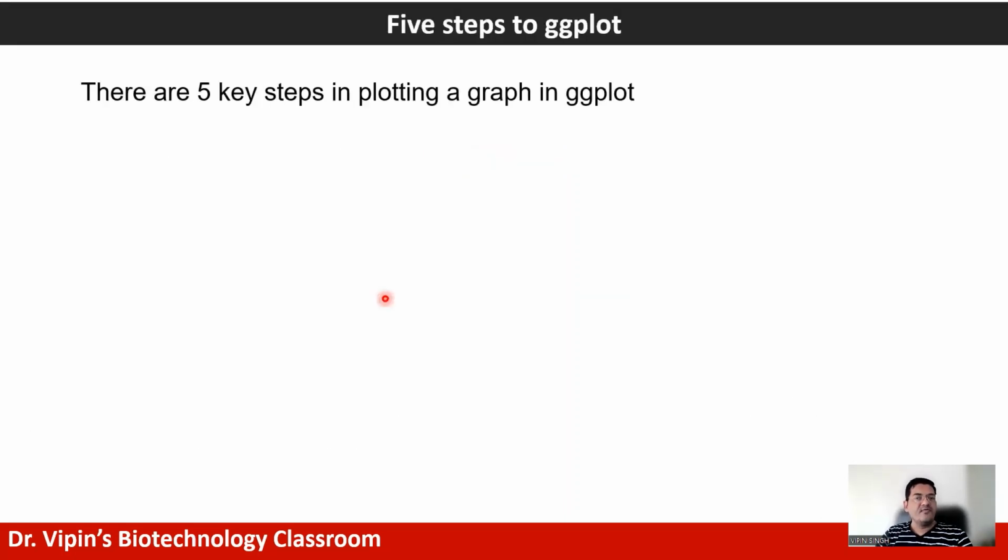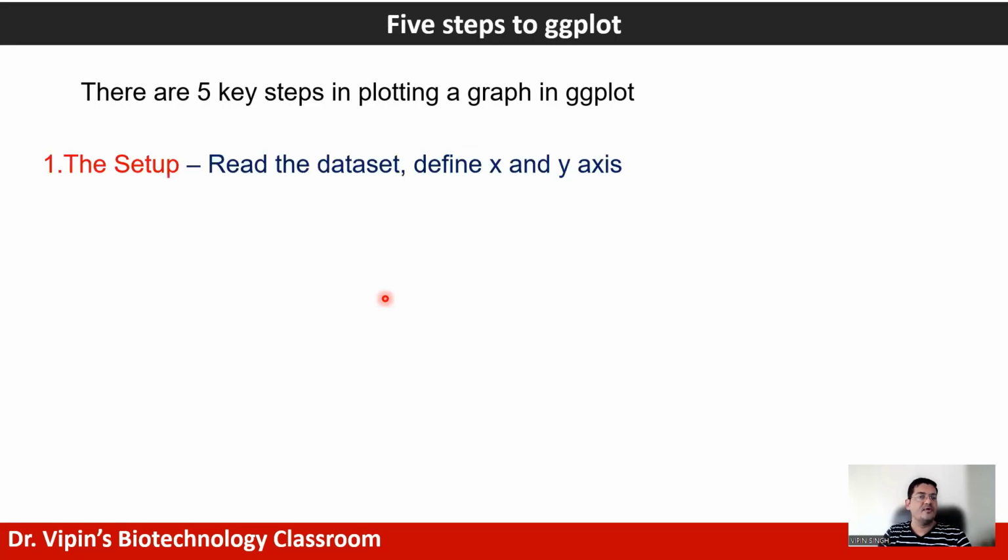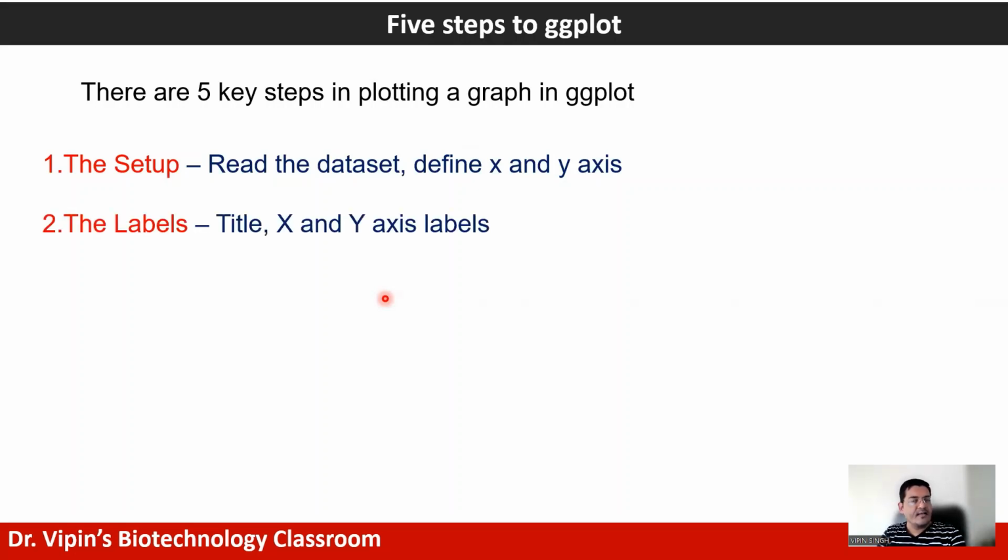There are 5 key steps in plotting a graph in ggplot2. First, of course, you need to tell ggplot what the data is and define your x and y axes. Next, we add the labels. Labels would be your x-axis label, what is being plotted on the x-axis, likewise the y-axis label, and then of course the title of the graph, which suggests what is being plotted in the graph overall.